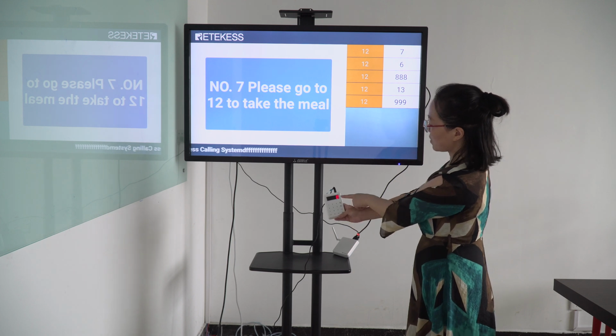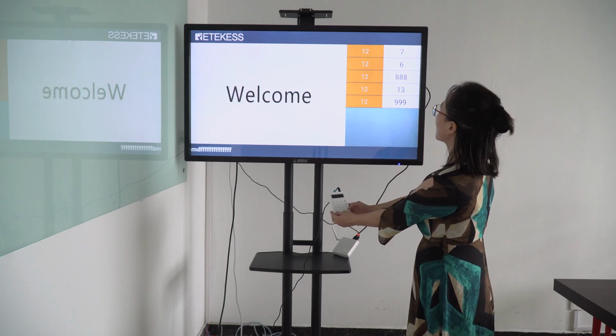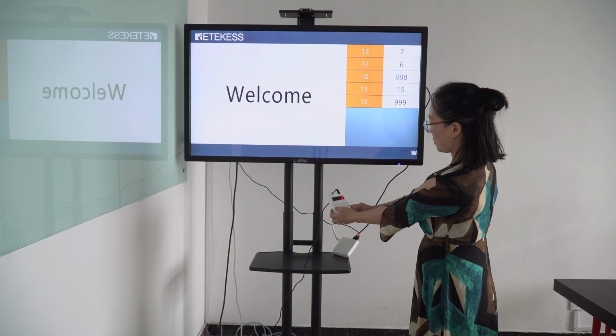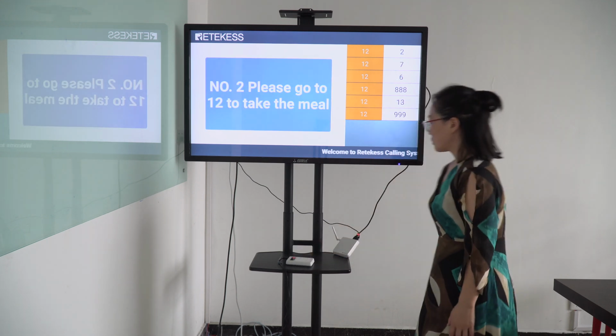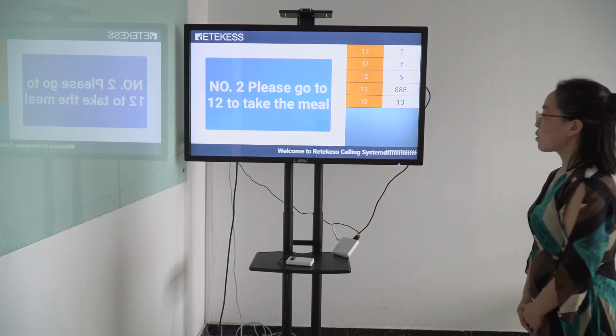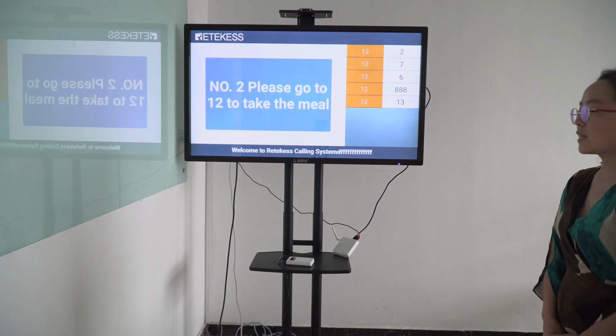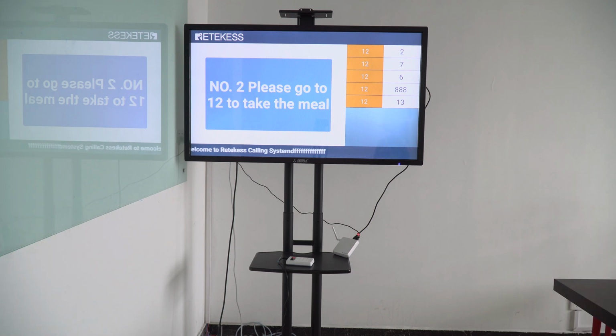When you press the number 0, there is no action. Number 2, please go to 12 to take the meal. The number is from 1 to 999, so you can choose the number by yourself.